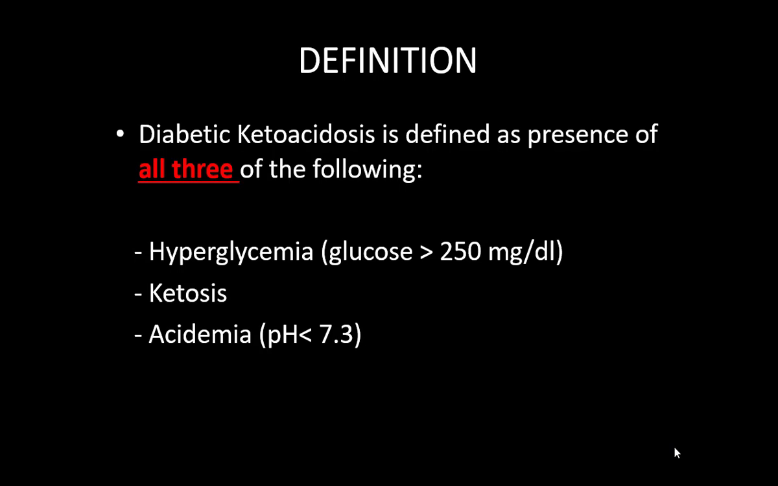Diabetic ketoacidosis. By definition, diabetic ketoacidosis should have the presence of all three. One is hyperglycemia, and the blood sugar should be above 250. Patient should have ketosis, so ketones have to be there, and acidemia, which is pH of less than 7.3. So these are the three basic characteristics that one should have. Then only you can label this patient as diabetic ketoacidosis.